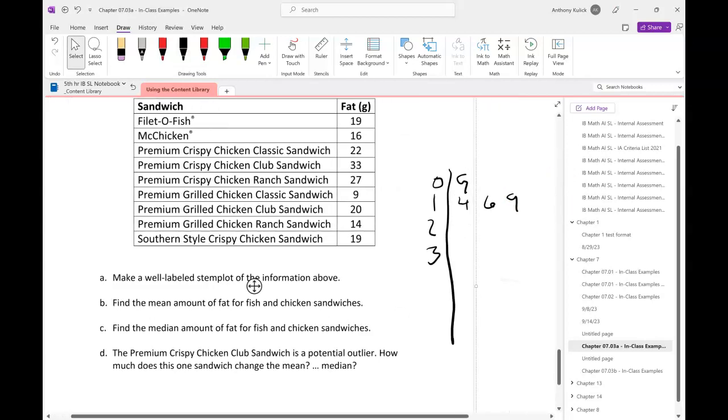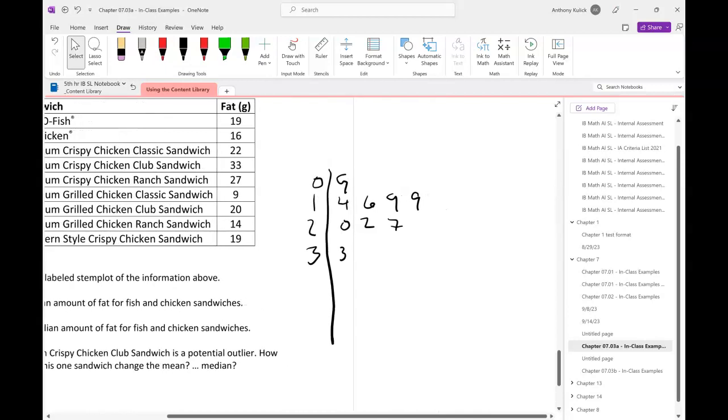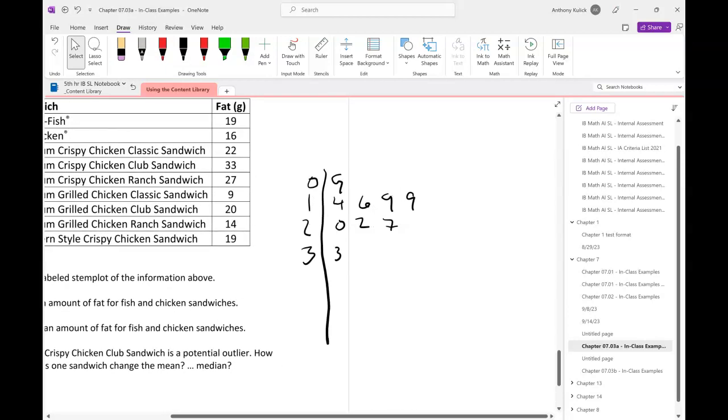Thank you. Okay. For the 2s? 0, 2, 7. Okay. Anything else? 33. Okay. Am I done? I need a key. Yes. What should my key say? 3 | 3 represents a McDonald's sandwich with 33 grams of fat.